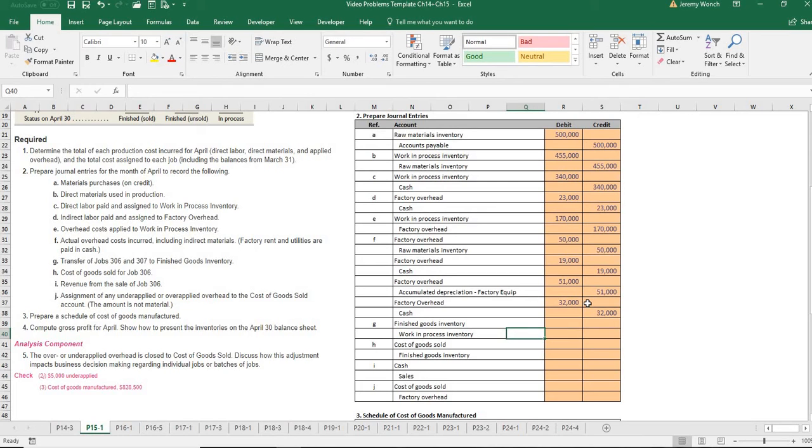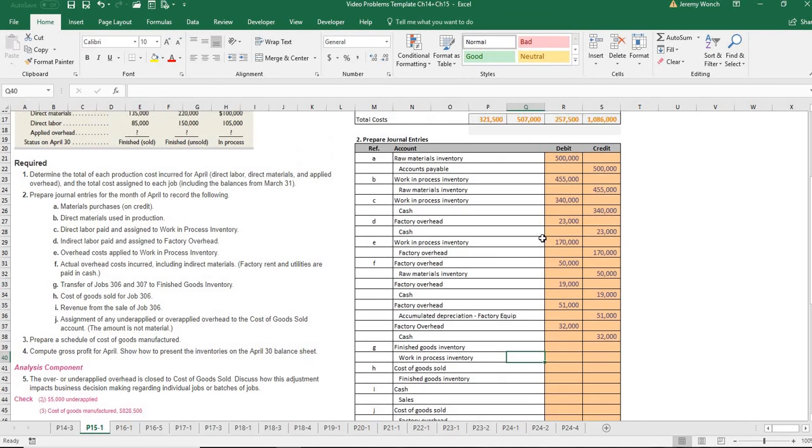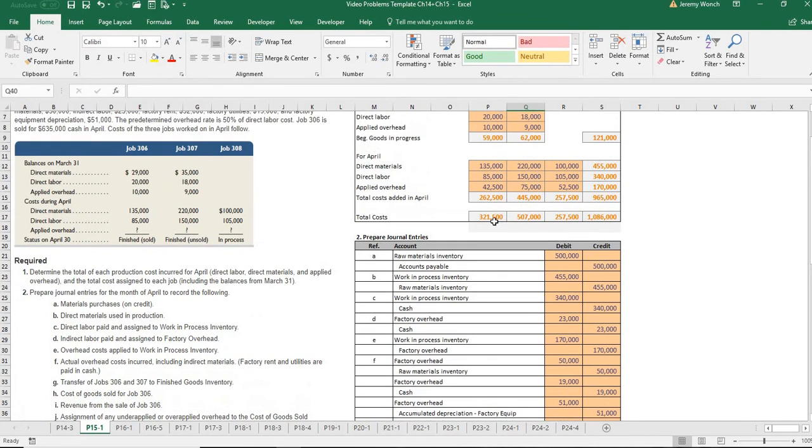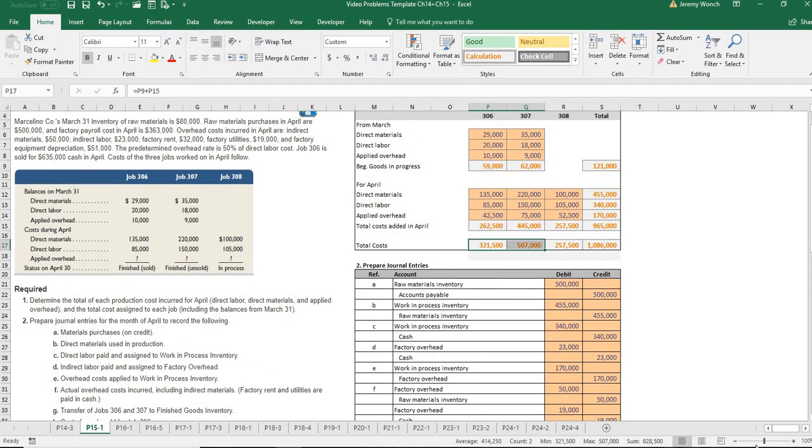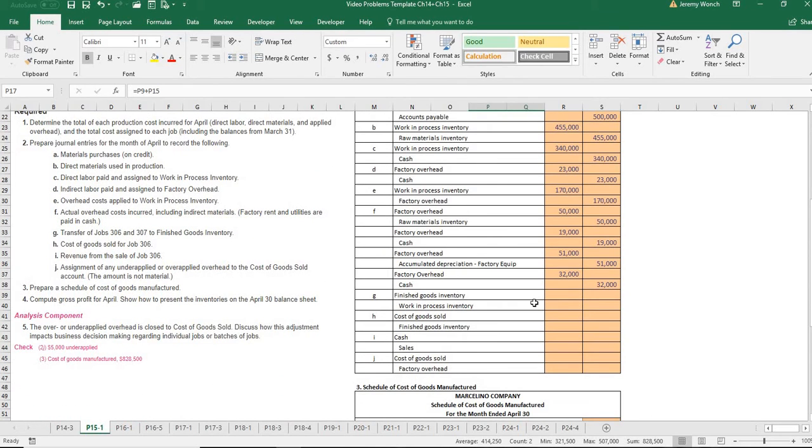All right, now part G says transfer of jobs 306 and 307 to finished goods. Those jobs were actually finished during the year. And so the total cost of jobs 306 and 307 is going to be $828,500.